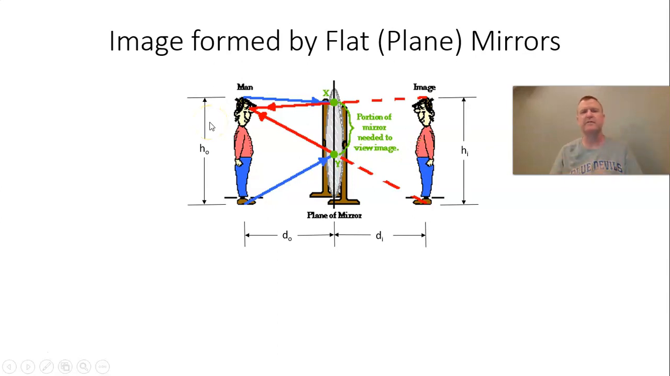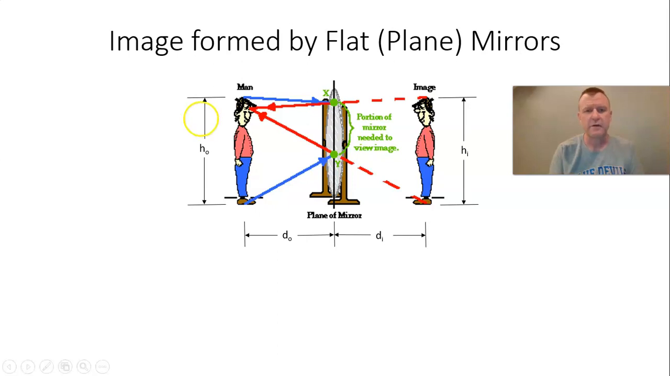If you don't believe this, if you have a full length mirror that works best, stand as far away as you can and then walk towards it. Once you get right in front of it, you see that that image is the same height as you. So that image size and object size are the same.